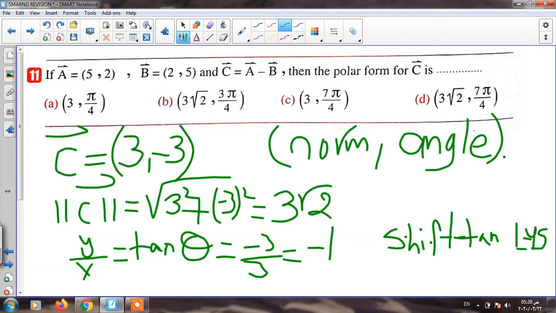Then ask yourself, which quadrant are we in? Look, you have the cosine positive, and the sine negative and the tan negative. So which quadrant is it, senior one? Fourth. The fourth quadrant. The cosine is positive, and the sine and the tan are negative.